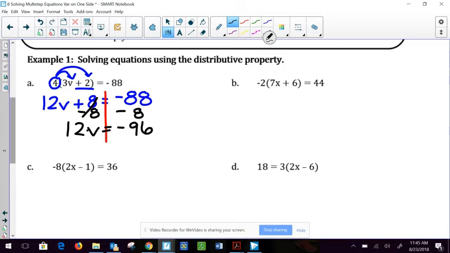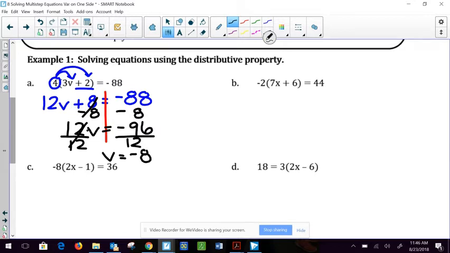Final step. I have 12v. Remember, this is multiplication. So how do you undo multiplication? You need to divide. So when I go ahead and divide that out, I get v is equal to negative 96 divided by 12, which is equal to negative 8. Great job on that one.